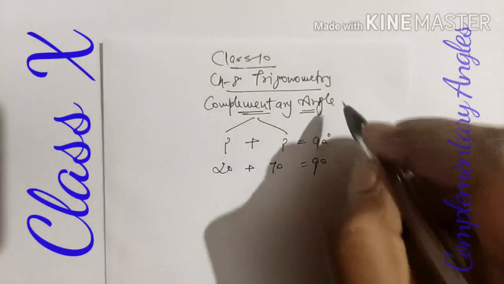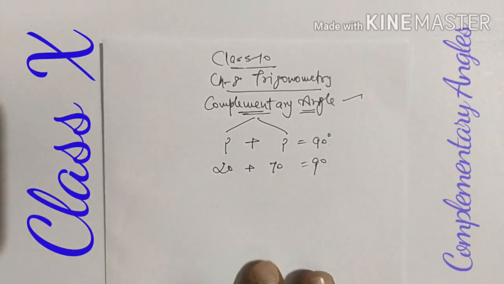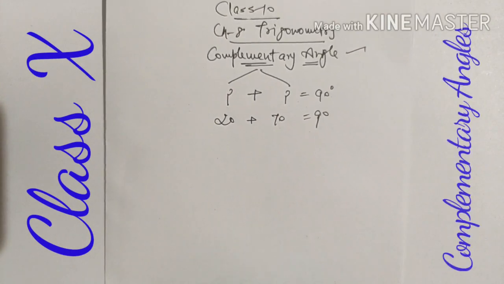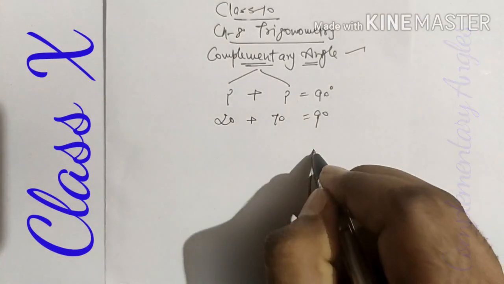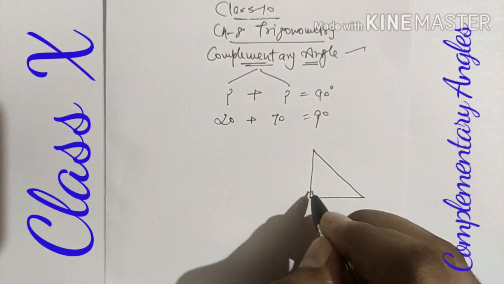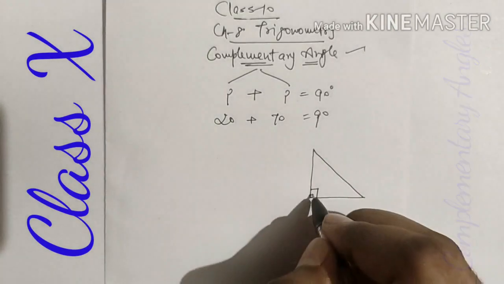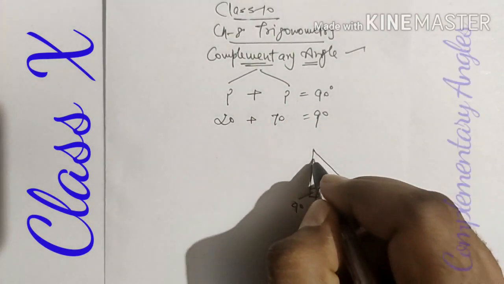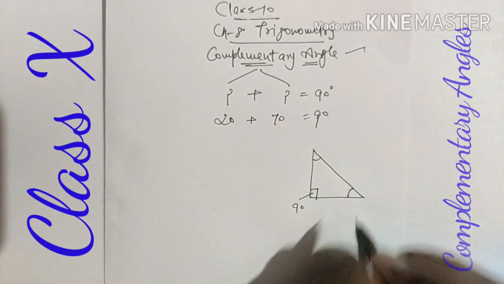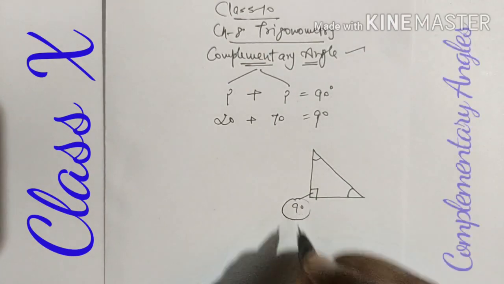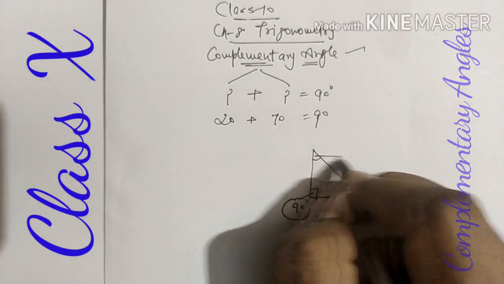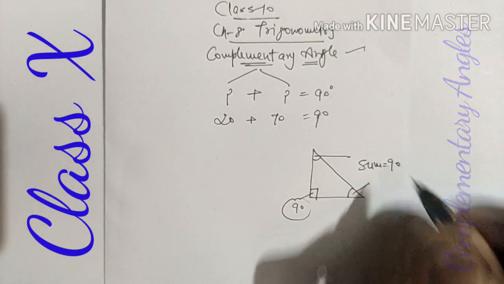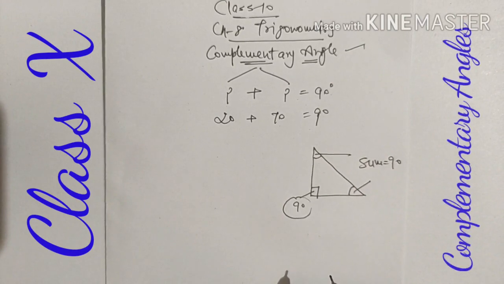So today we are going to do this topic as we are discussing the trigonometry chapter. It is applicable only in the case of a right triangle. As you know, one of the angles is already 90 and the sum of all the angles in a triangle is 180. Out of 180, 90 is subtracted, balance left is 90. So the sum of these two angles is 90, which means these two angles are known as complementary angles.